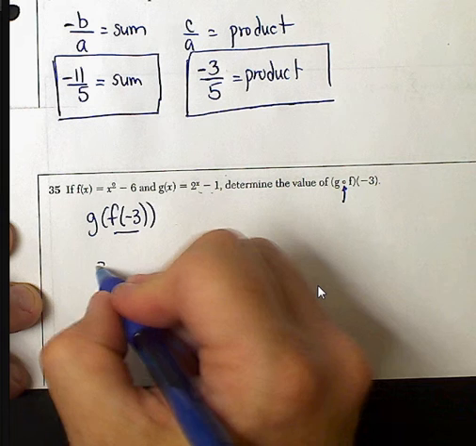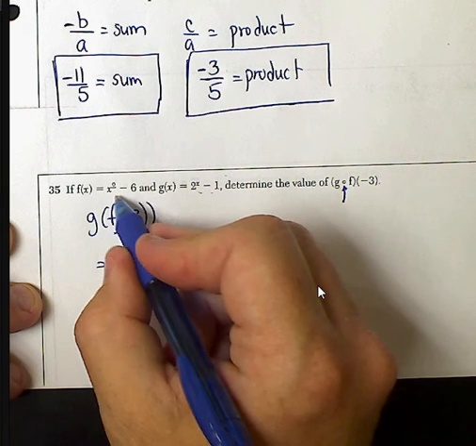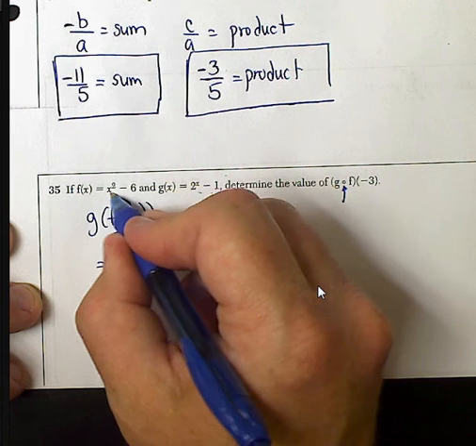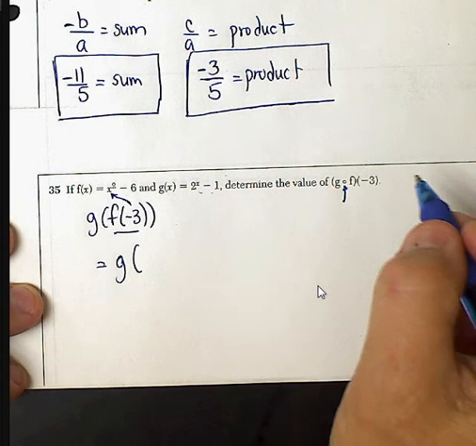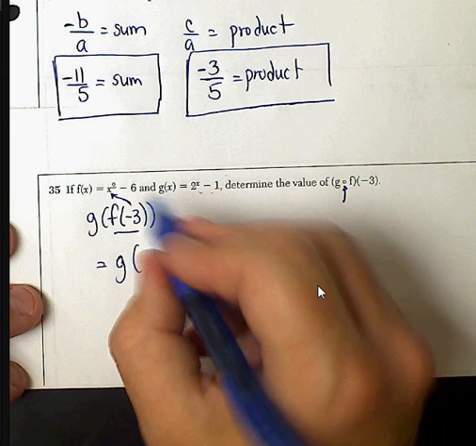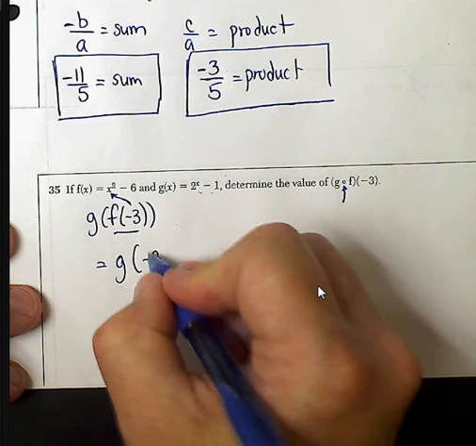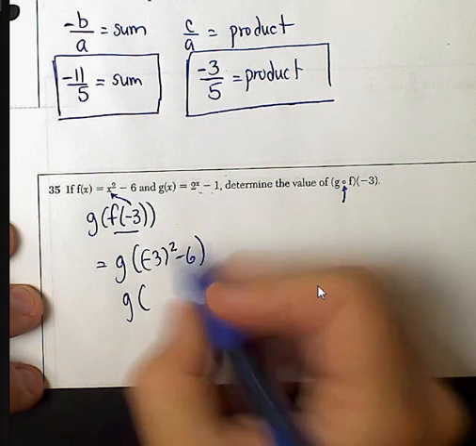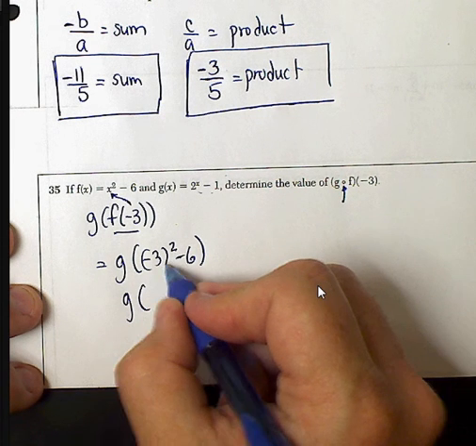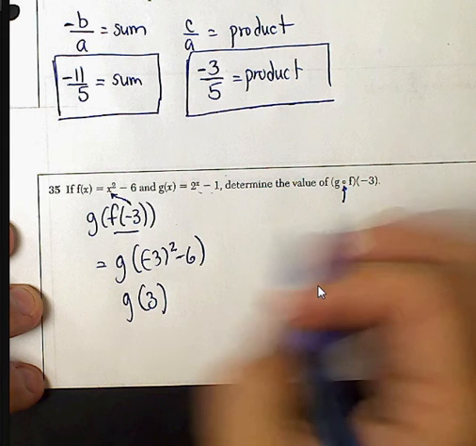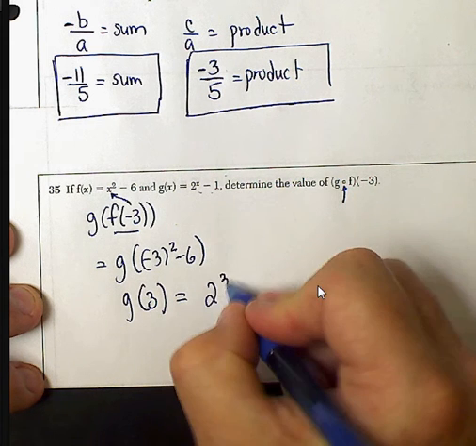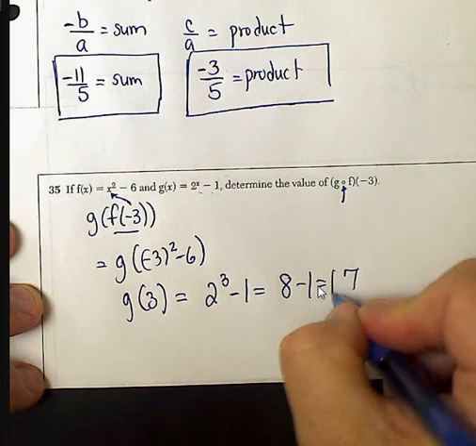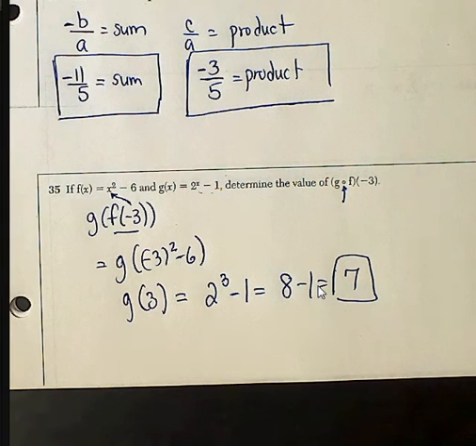So this is going to become g of, plugging in negative 3, you're going to get negative 3 squared, which is a positive 9. So negative 3 squared minus 6. So this is going to be g of positive 9 minus 6, which is 3. And then g of 3 is going to be 2 to the third minus 1. Well, that's 8 minus 1, which is 7. And that was worksheet number 7.